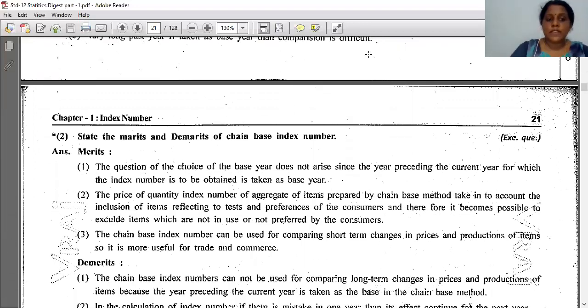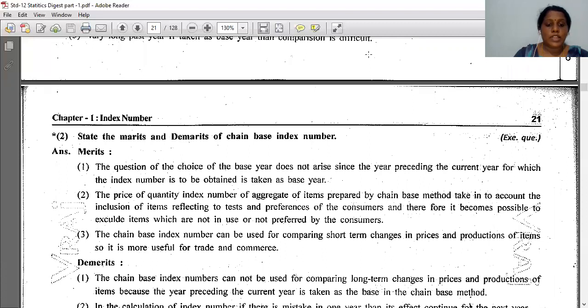All these questions will be coming for 3 marks, okay? Because it's a long question. Now the question is: merits and demerits of chain-based index number. The question of the choice of the base year does not arise, since the year preceding the current year for which the index number is to be obtained is taken as the base year.